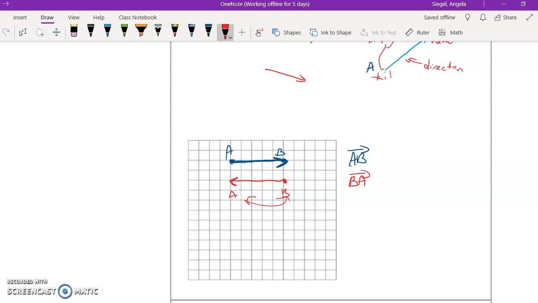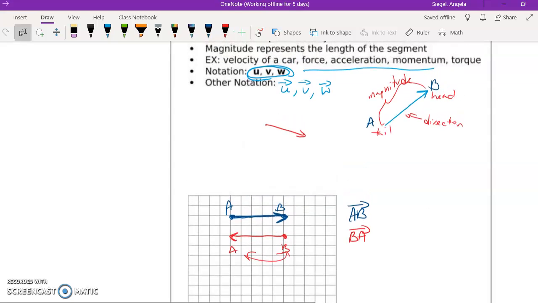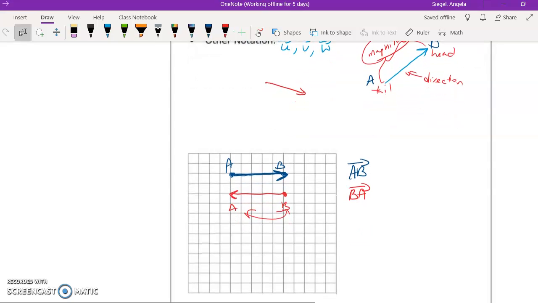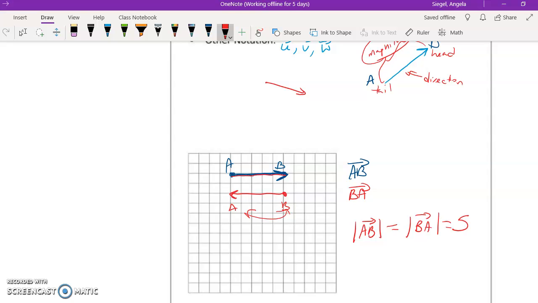The magnitude, remember, let's go back up here. The magnitude is that length. So notice that AB and BA have the same magnitude. The notation for magnitude is kind of like an absolute value, so I'm going to write it like this. The magnitude of AB is equal to the magnitude of BA, and let's count: 1, 2, 3, 4, 5. And it is 5. So magnitude, again, is the length.